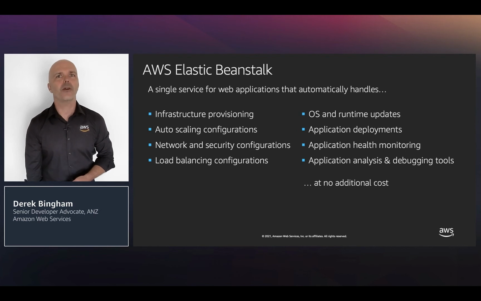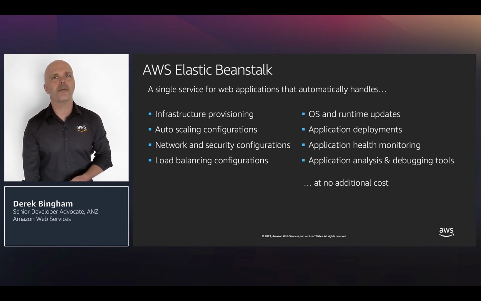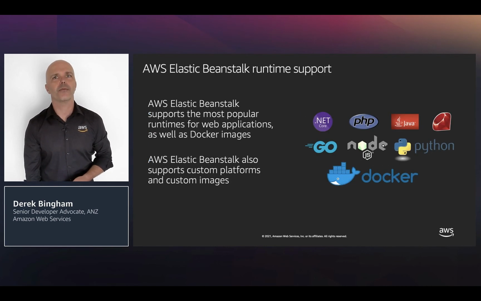You can simply upload your code, and Elastic Beanstalk automatically handles the deployment, including capacity provisioning, load balancing, auto-scaling, and application health monitoring. At the same time, you retain full control over the AWS resources powering your application and can access the underlying resources at any time. There is no additional charge for Elastic Beanstalk.